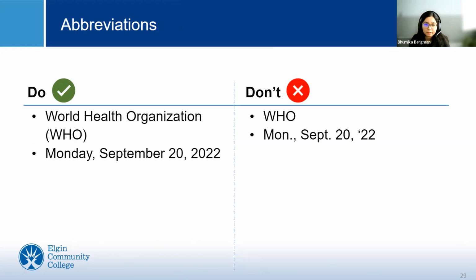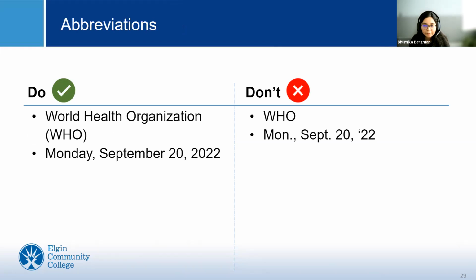Now let's look at abbreviations. When it comes to abbreviation, try to write the whole word out. For example, if you are saying World Health Organization, you want to say the whole word instead of saying WHO, because the screen readers will just say WHO.